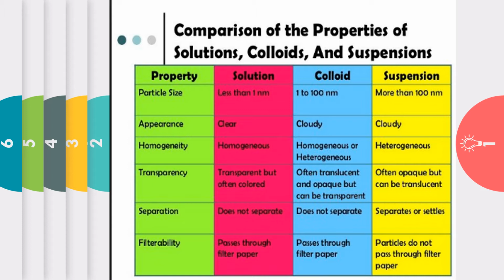Our properties, I will start with the particle size. In the solution, it's less than 1. In the colloid, it's 1 to 100. And in the suspensions, it's more than 100.